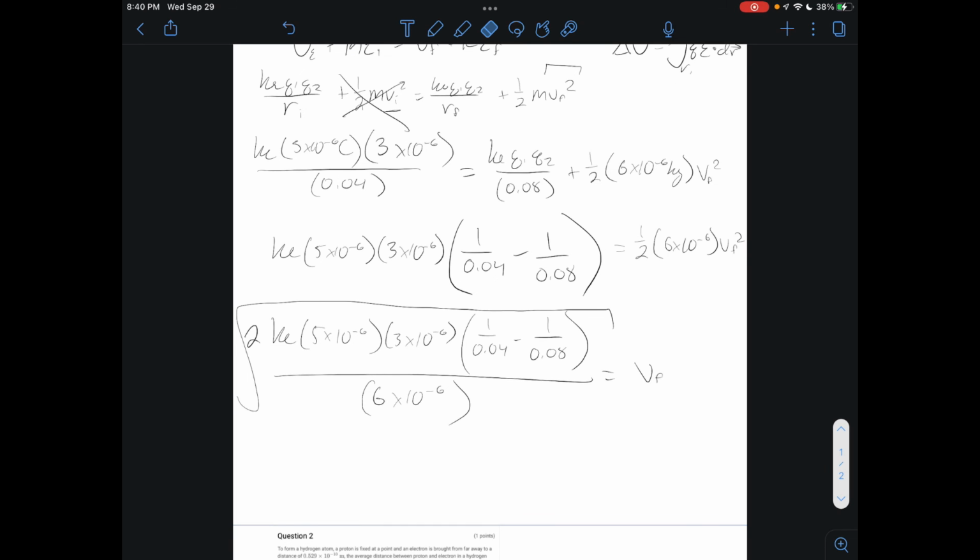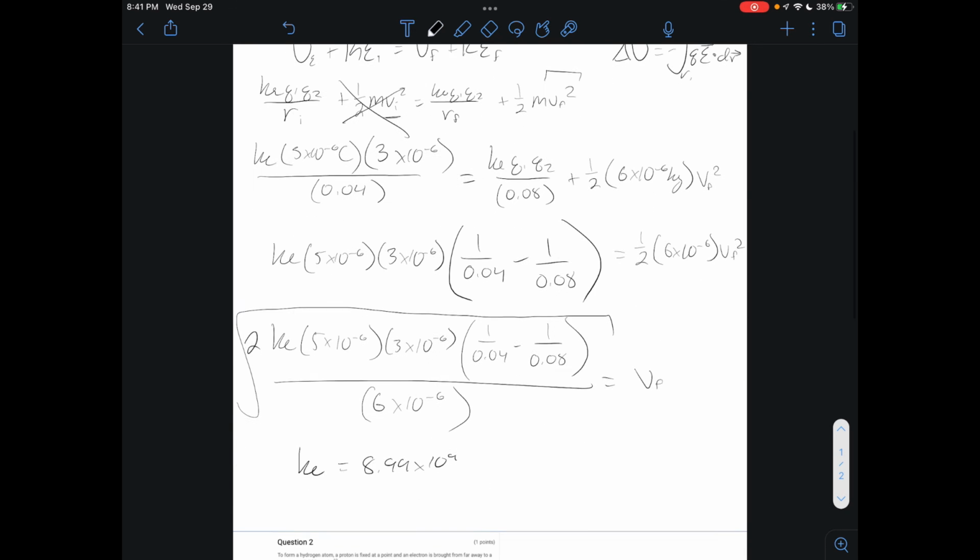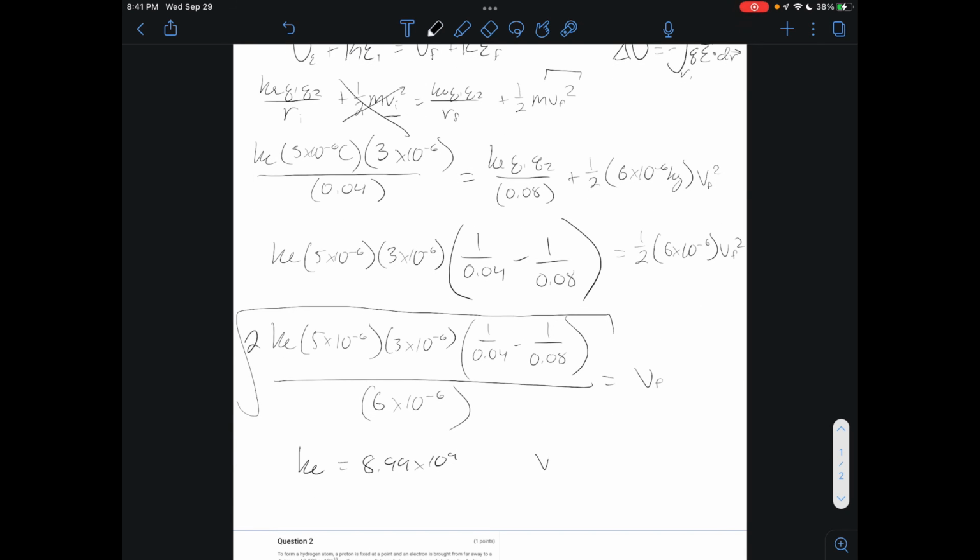And from here, you're going to want to just punch it all into your calculator, using Ke equals 8.99 times 10 to the 9th, and that's going to get you a final answer for your final velocity. And since we kept all the units consistent throughout, that's going to give you your answer in meters per second.